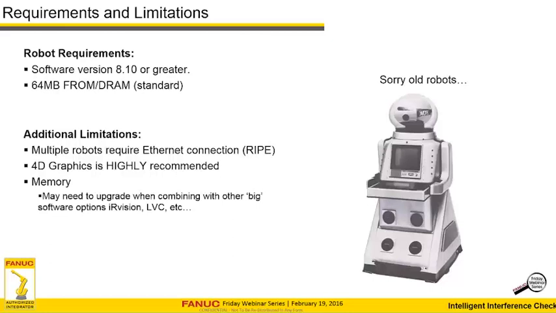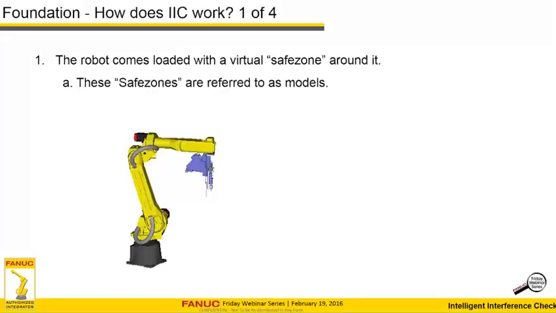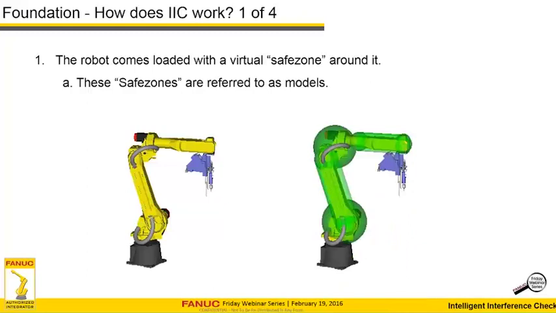So getting into the foundations of how IIC works. Well, by default, the robot comes loaded with a virtual safe zone around it. So on the left, we have the standard robot. On the right, IIC, much like our DCS, puts a zone around the robot. And these zones are referred to as models.